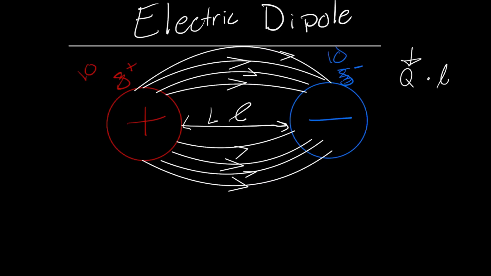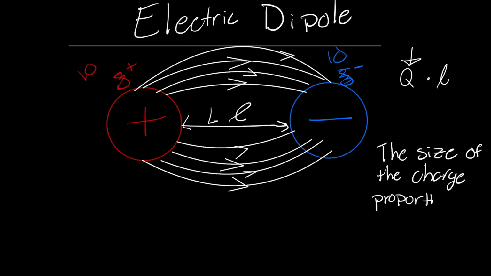That's just an important thing to have in mind, so I'm going to write that down, actually. The size of the charge is proportional to the amount of dipole lines or field lines. Now, that's an interesting fact about the size of the charge.